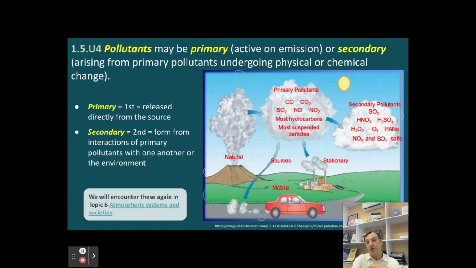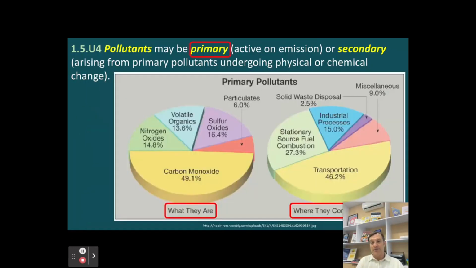Pollutants can be broken down into two categories, either primary or secondary. We'll get into these in much more detail when we get to topic 6 about atmospheric systems and societies. But primary pollutants are the ones that, upon their release from their source, are active and have a negative impact on living organisms. That's different from secondary pollutants. Secondary pollutants are the result of chemical change or chemical reactions, either in water systems or in the atmosphere or in the soils. And the secondary pollutants are the ones that actually cause the impact on living organisms.